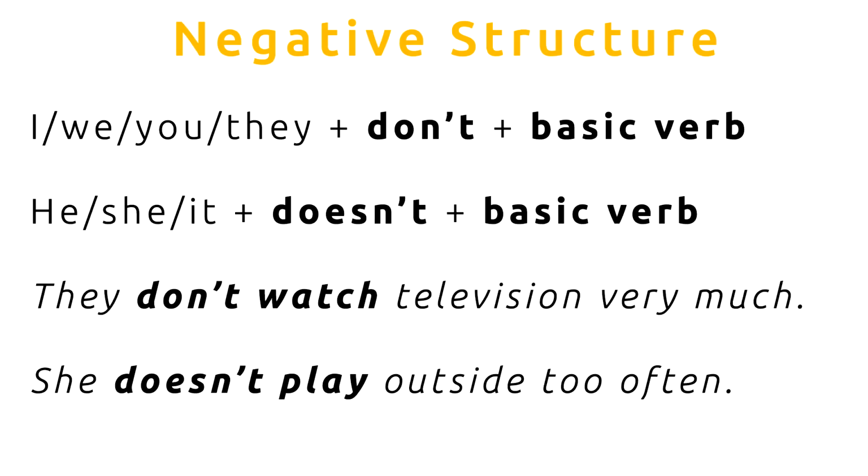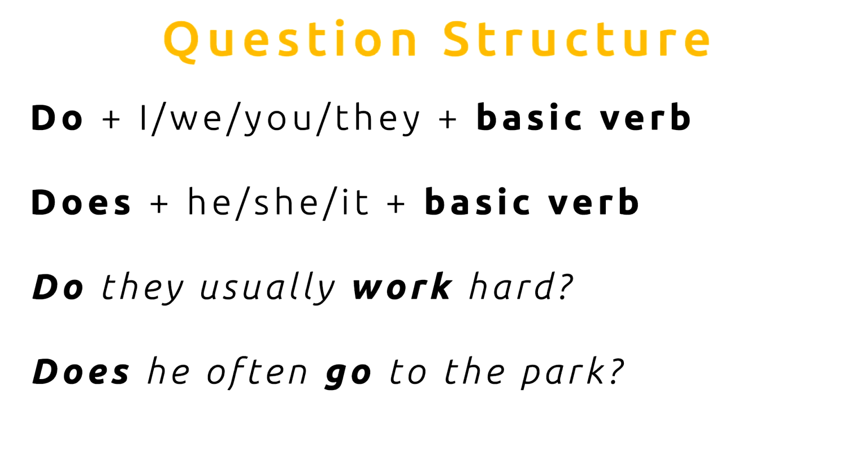Finally, let's look at the question structure. We use this form, do plus I, we, you, or they, plus a basic verb. And for he, she, and it, we use does as the question word. Can you see does? Does is basically do plus s. So does plus he, she, it, plus basic verb. For example, do they usually work hard? Or does he often go to the park?